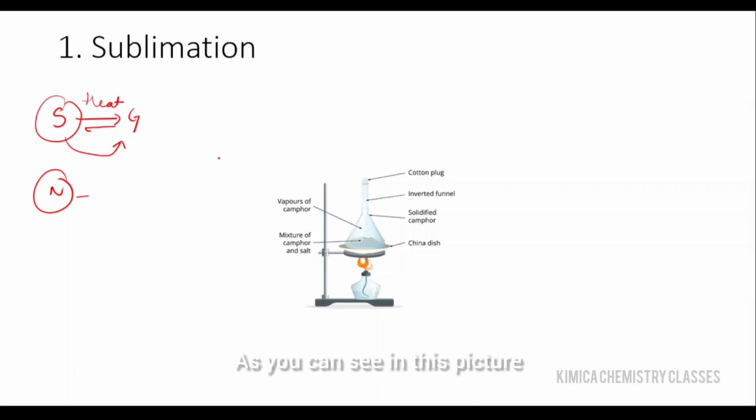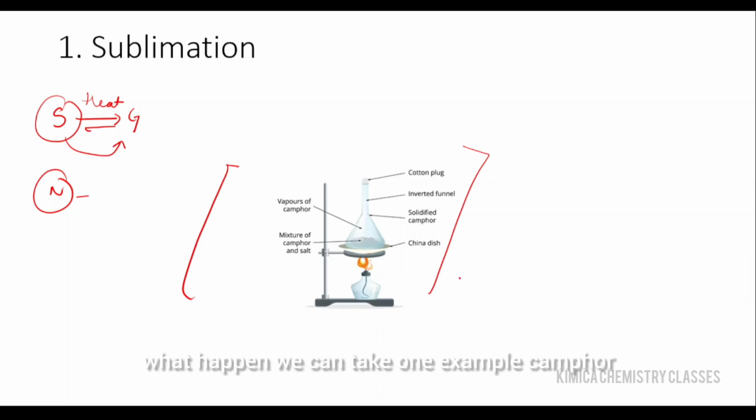As you can see in this picture, this is the process of sublimation. Place a mixture of camphor and sand in this china dish, and cover it with an inverted funnel. The stem of the funnel is plugged with cotton.